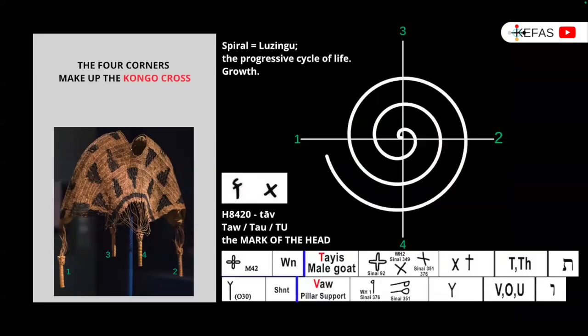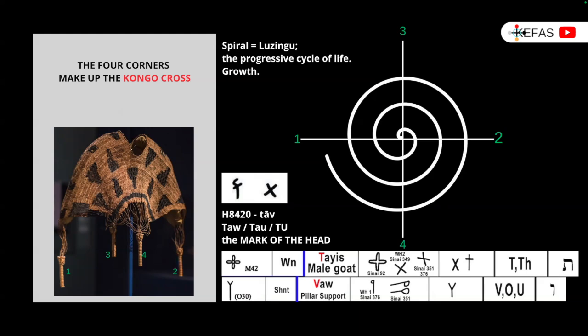When you draw a line from point 1 to 2, 3 to 4, you get the Congo Cross. Yes, and the Congo Cross is the letter Tav. It's the hieroglyph or the paleo symbol X, or a plus, which is the letter Tav in Paleo Hebrew. You see the spiral movement in the Kikongo.